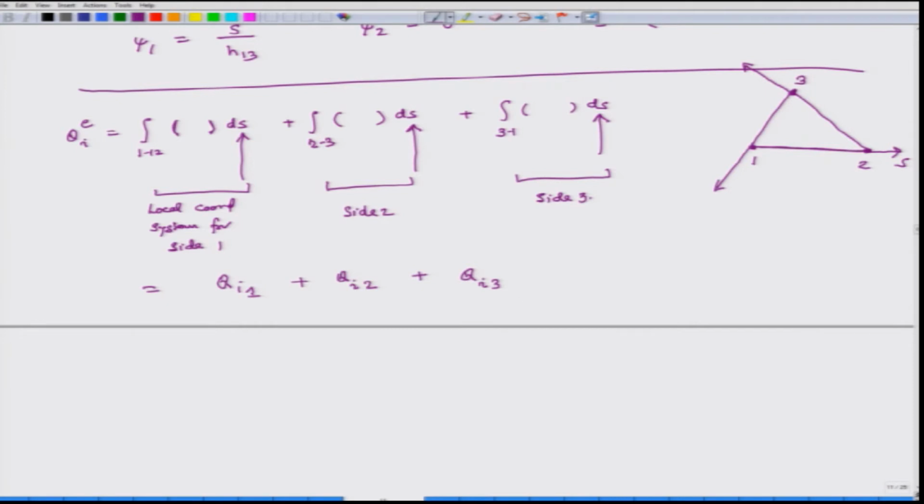So, this is very important to understand. This is the contribution to Q from side 1, this is the contribution from side 2, this is the contribution from side 3. Okay. Next, we will do an example and we will close this discussion.